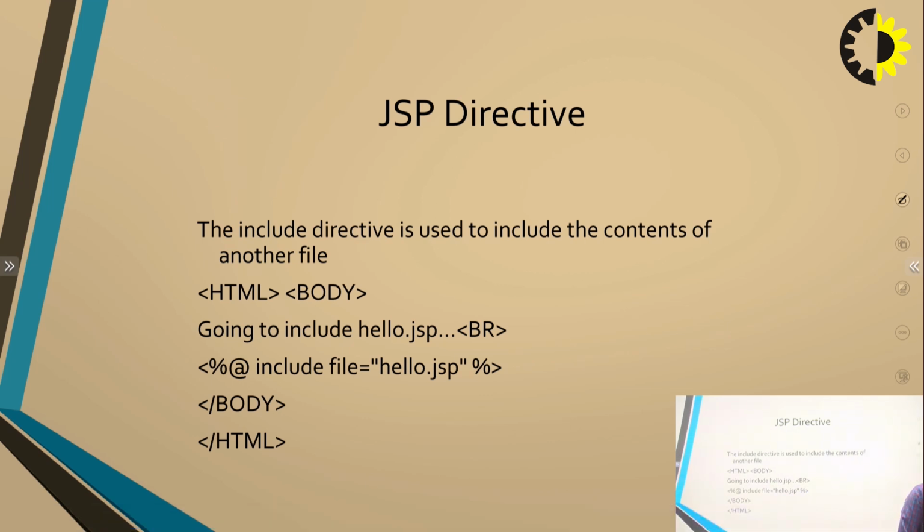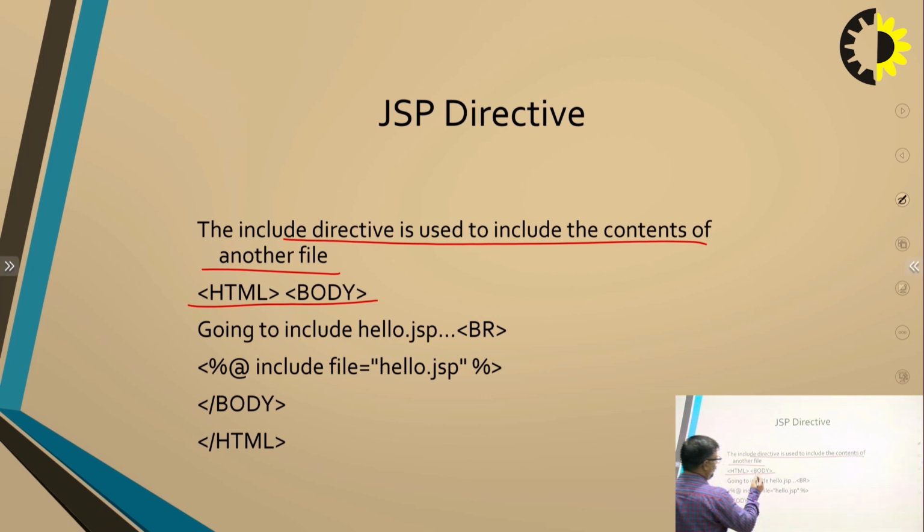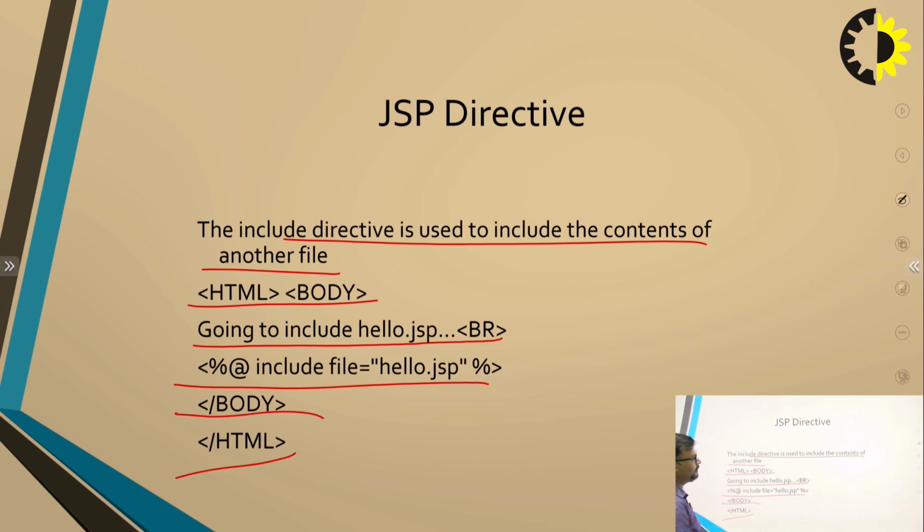Next thing, we will use the JSP directives. The include directive is used to include the contents of another file. In a JSP include directive, we will use the contents of another file in our program. So here HTML open, then body open, then going to include hello.jsp and break, then @ include file hello.jsp, then close the body, then close the HTML.